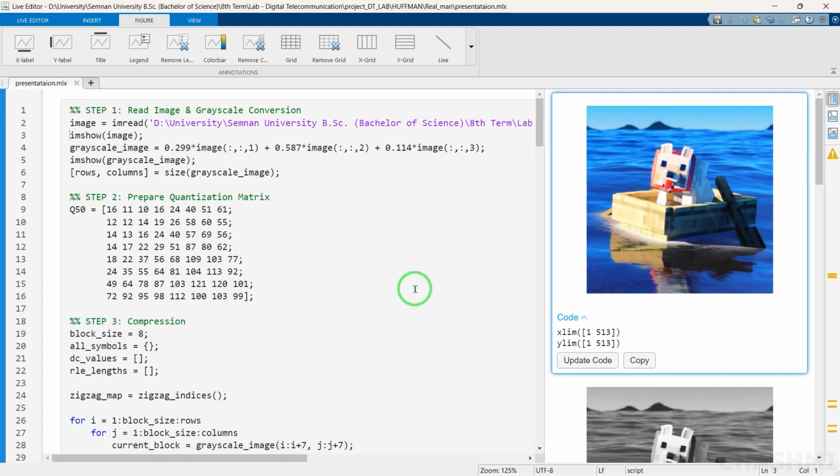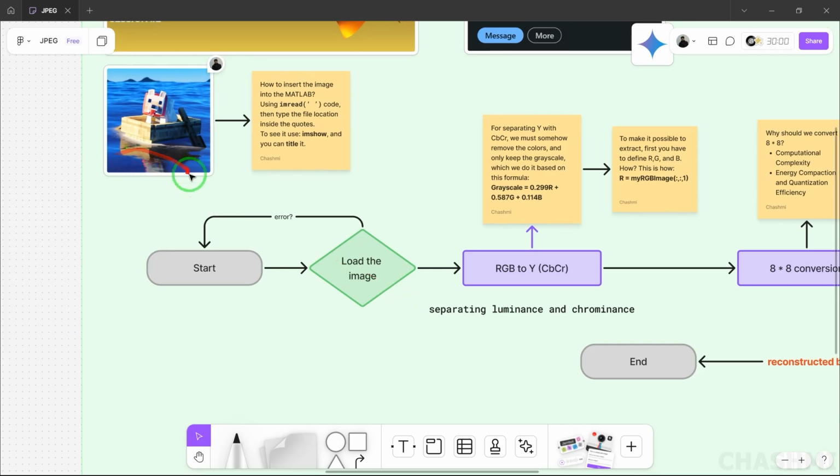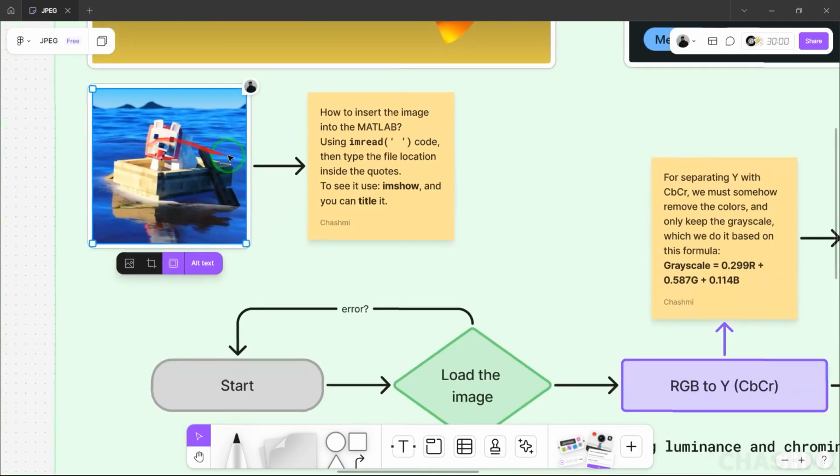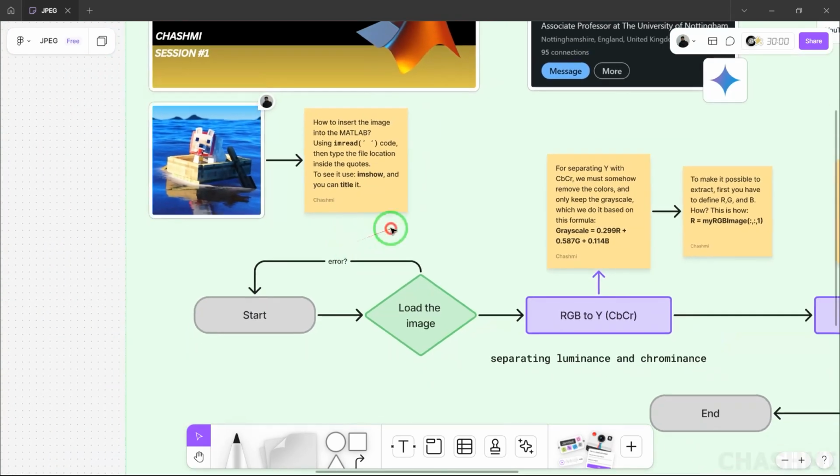Hi, it's Joshmi. In this session, we are going to learn how to implement JPEG inside MATLAB. I just created a roadmap, and here we go. This cute doggo is our picture.